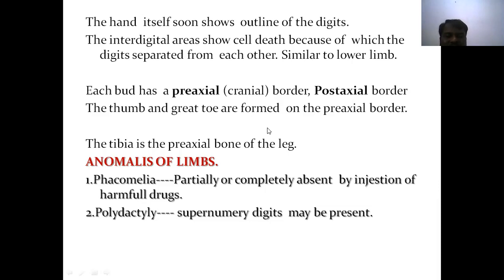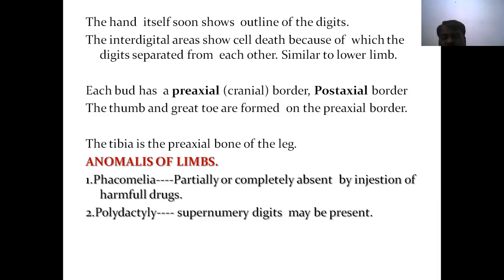So, anomalies. What are the anomalies of the legs? See, phocomelia: sometimes the limb is partially or completely absent. Sometimes when injections are given in the gluteal region of the lower limb, harmful drugs may enter near the neck of the fibula. So on one side the leg and lower limb develop normally, while on the other side the neck region is undeveloped. The length of the lower limb decreases and the muscle mass is also not developed, so it looks like polio.